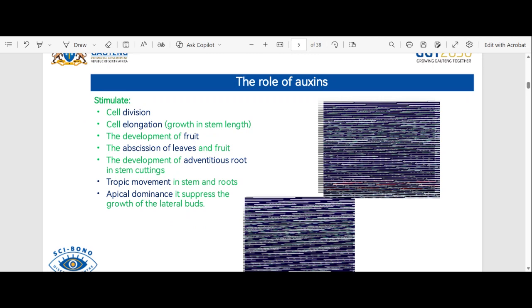Okay, number four, the abscission of leaves and fruits. So abscission is when the leaves are falling off the tree. When the leaves and fruits are falling off the tree, right? Let's go to the next one.